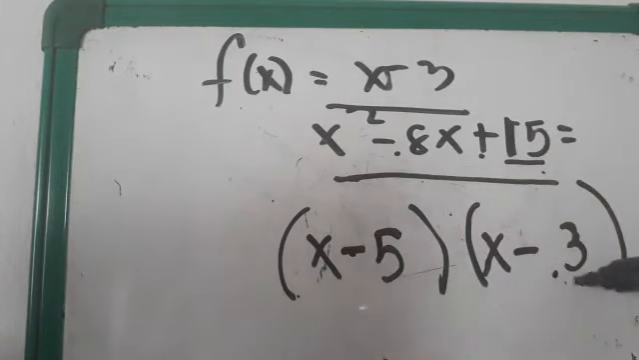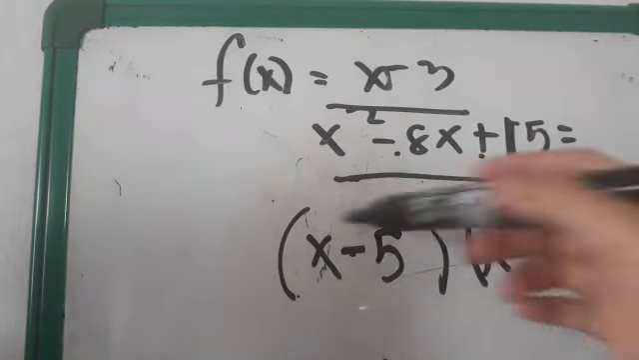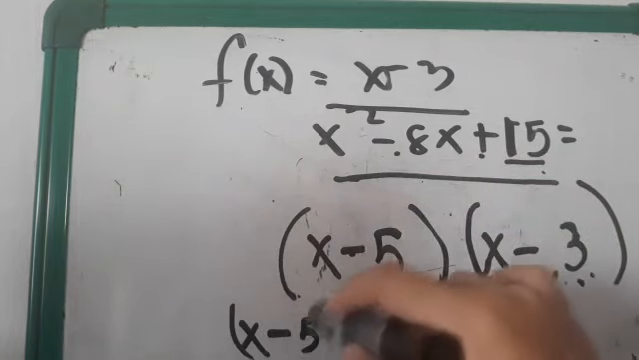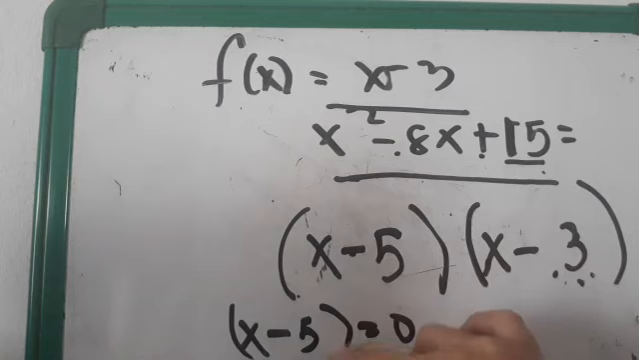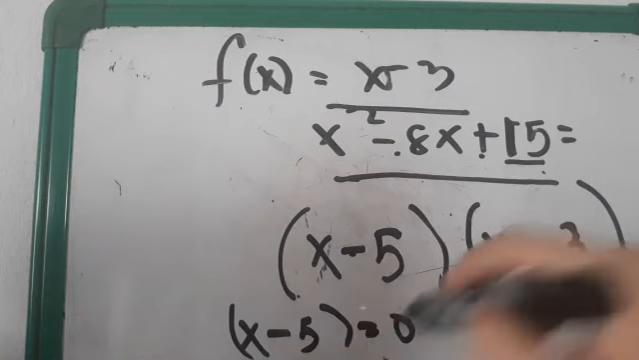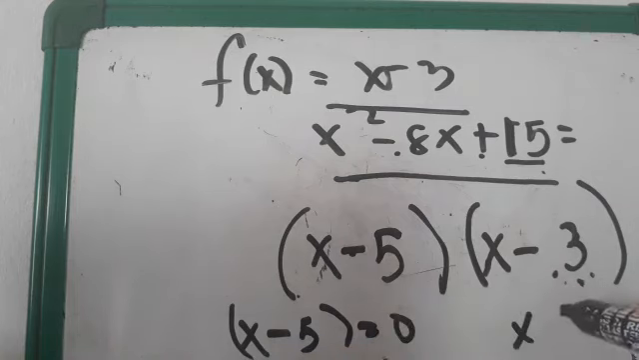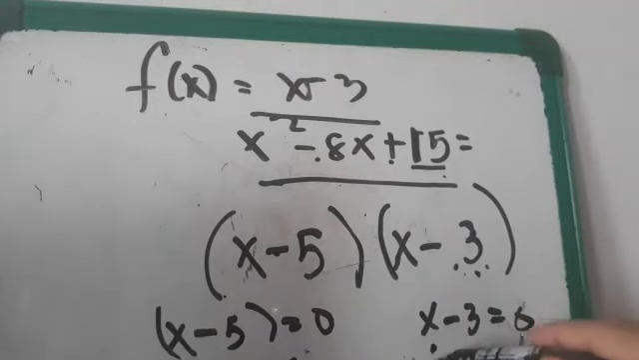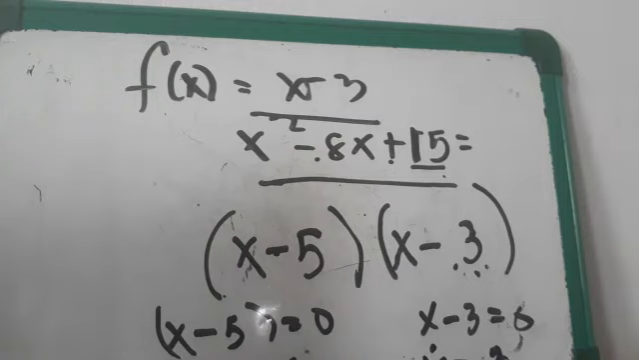So, ito na ngayon yung mga factors natin. Tapos, katulad ng ginawa natin kanina, equate natin siya to 0. Para makuha natin is x is equal to 5. Tapos, ito, ganun din. X minus 3 is equal to 0. So, magiging x is equal to 3. Ayun na. So, ang answer natin ay letter A.